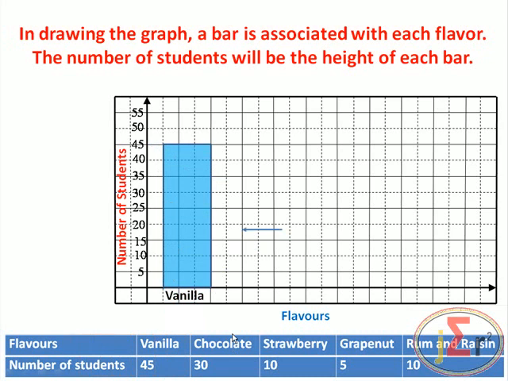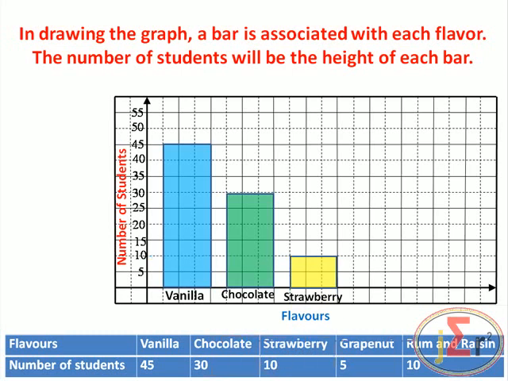Chocolate. 30 students. The height of the bar associated with chocolate will be 30. Strawberry. The height of the bar associated with strawberry is 10 because we have 10 students. Strawberry, and the height is 10.